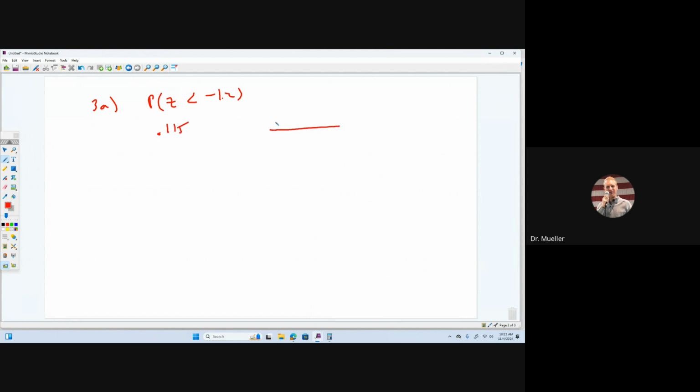Remember, I do like it when you draw a picture of the situation. So in this case, the mean is 0, and negative 1.2 would be my Z-score. We're going to the left of it as well.